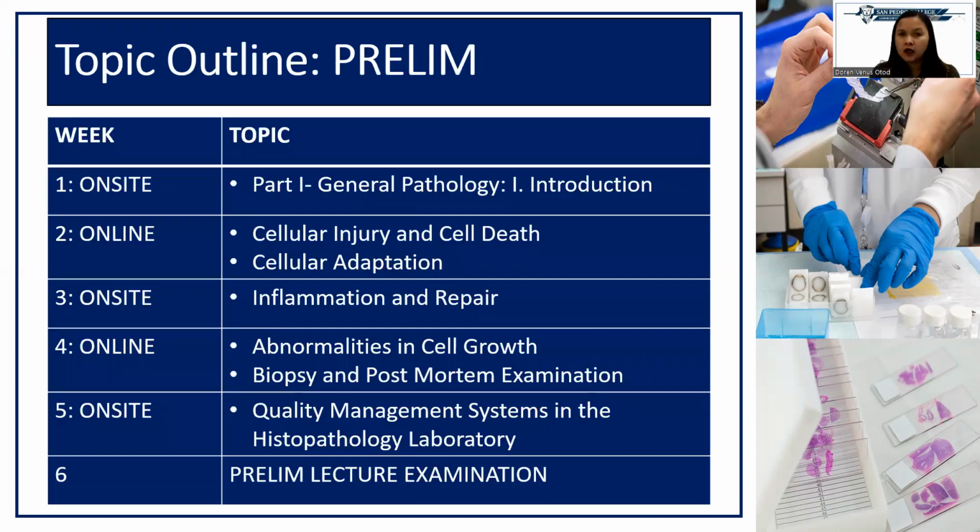Okay, so this will be the topics for the entire prelim. I will be sending this one to you so that you will have a guide for the entire semester. For this week, we will be discussing the general pathology, the introductory part. And then next week, cellular injury and cell adaptation, cell death, and right after that will be the cellular adaptation and the rest of the topics.